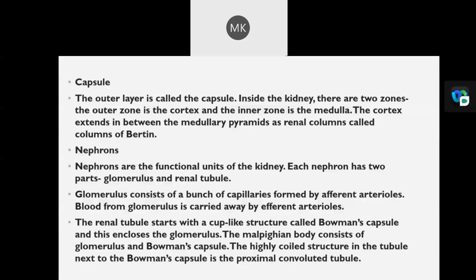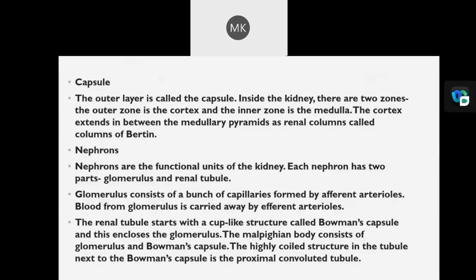Each nephron has two parts, glomerulus and renal tubule. The glomerulus consists of a bunch of capillaries formed by the afferent arteriole. Blood from the glomerulus is carried away by the efferent arteriole. The renal tubule starts with a cup-like structure called Bowman's capsule, which includes the glomerulus. The Malpighian body consists of the glomerulus and Bowman's capsule.